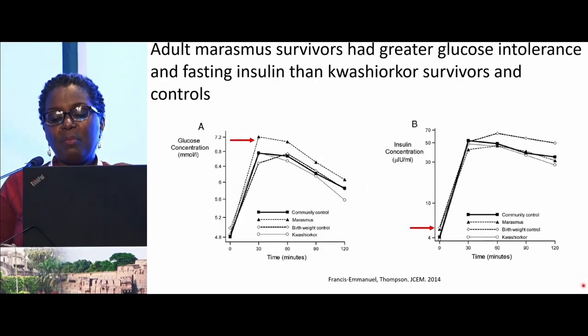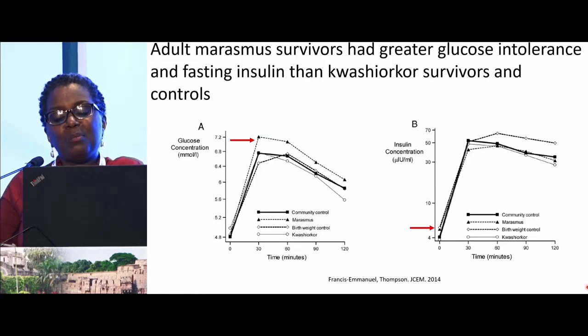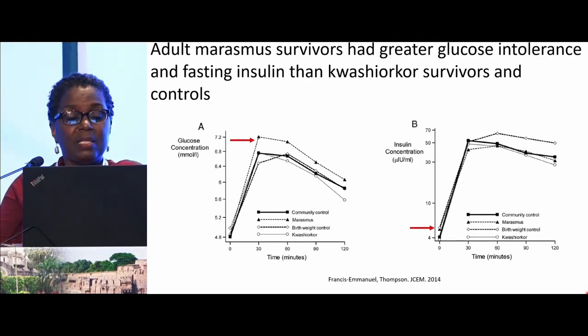We also showed that marasmus survivors had an increased prevalence of glucose intolerance, about 19%, compared to kwashiorkor survivors, which were about 3%, and the control groups, which were 10 and 11%. In addition, marasmus survivors had higher concentrations of fasting insulin than kwashiorkor survivors. And these data suggest that poor nutrition in early life could cause beta cell dysfunction, which may in turn predispose to the development of diabetes.